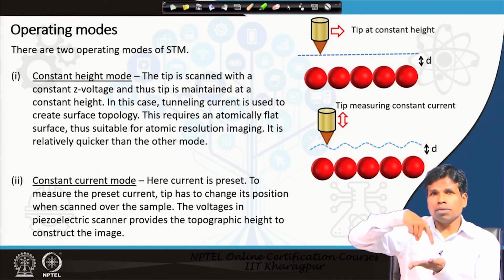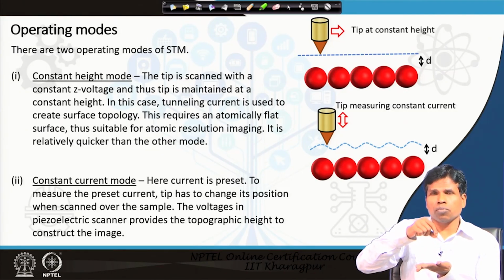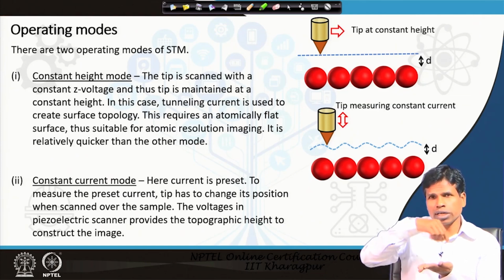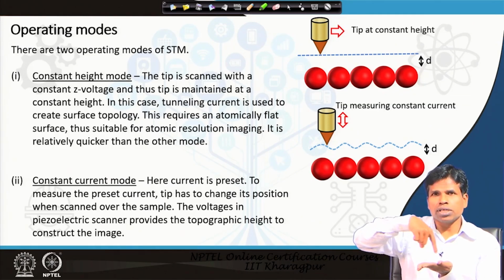Now the tip is maintained at the same height, and in order to maintain the same height, we apply a constant voltage to our piezo scanner, because by applying the voltage we can change the height of the tip. The piezoelectric materials used in the piezo scanner allow it to either contract or expand, and as it contracts and expands, the tip goes up or down. In this case we do not make the tip go up and down, rather we make sure the tip is moving at constant height above the sample.